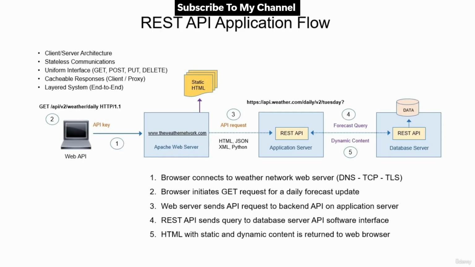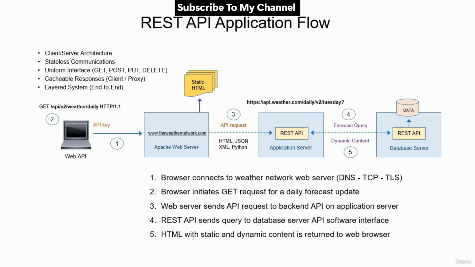So the browser initiates the GET request for some forecast data from the database server. The web server sends an API request to the backend API on the application server. You can see that there, that's number 3 here, the API request. There's a variety of different encodings you can use: HTML, JSON, XML, or Python, but typically JSON is the most popular. So that's sent to the application server.